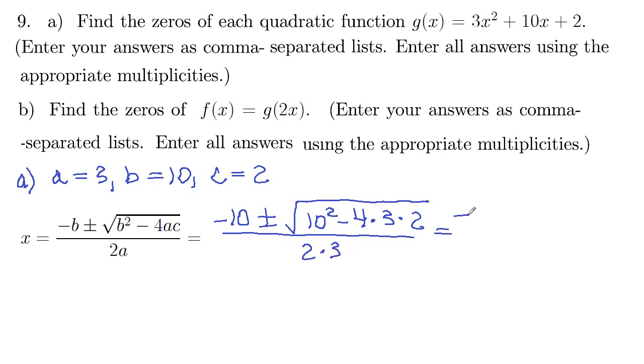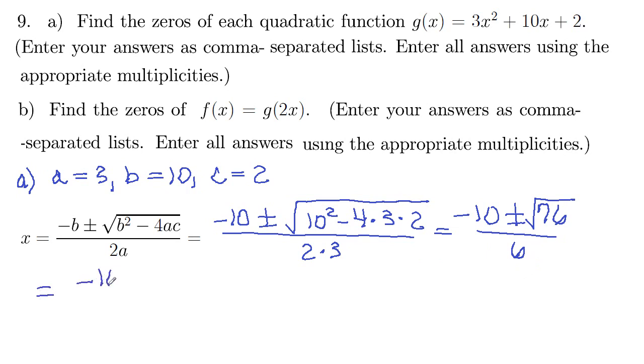So that gives us a negative 10 out in front, plus or minus. This is 100 minus 4 times 3, 12, times 2, 24. So 76 is left there underneath the square root. And then in the denominator, 2 times 3 is 6. Now let's go ahead and simplify that square root of 76, and see if we've got any common factors we can cancel from top to bottom.